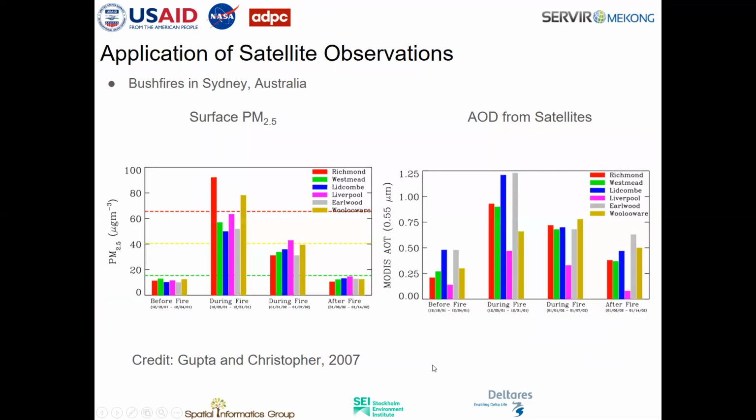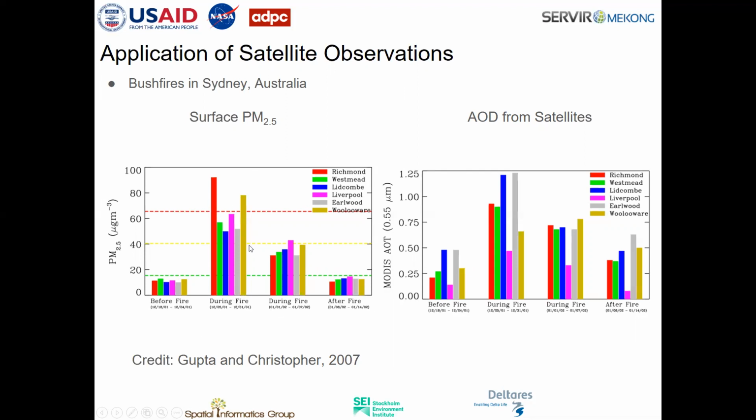All right, let's look at one example in Australia. The scientists tried to find a correlation between the surface PM2.5, which is measured from the ground station, and the aerosol optical depth, the AOD, from the satellites. And you see they behave the same way. For example, this is the event of a forest fire. Let's see before the fire, during the fire, until after the fire.